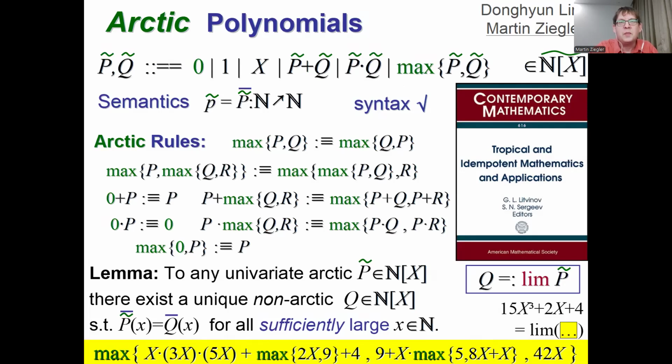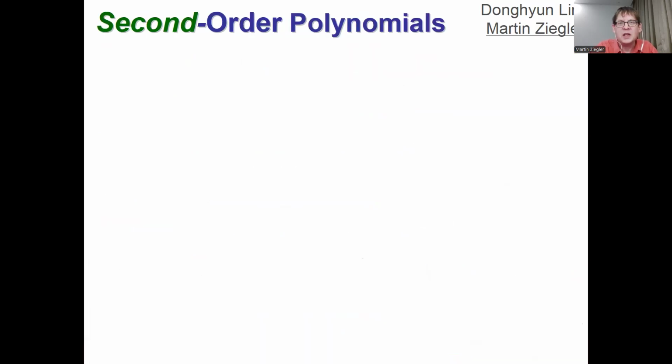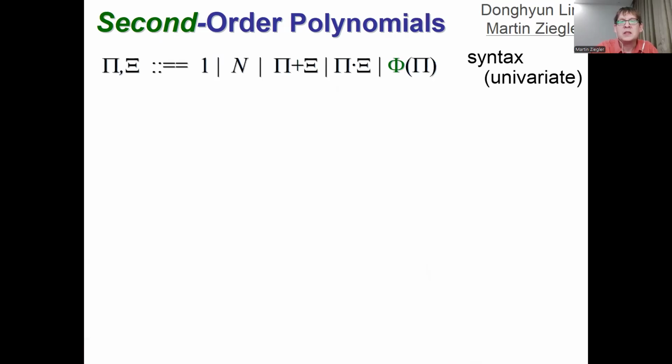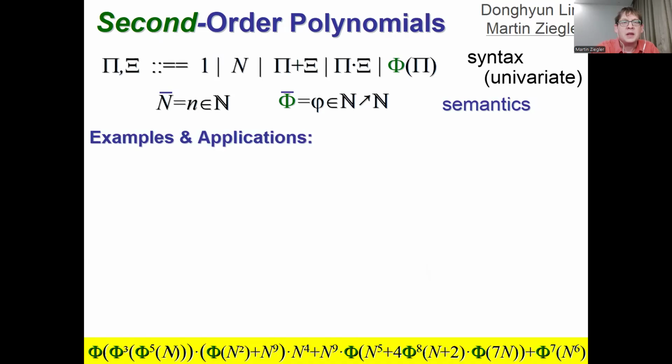So now we've covered Arctic polynomials, and we can move on to second order polynomials and their degrees. So second order polynomials are also now defined by Backus-Naur form by structural induction. They have constant 1, natural number variable n, and now an additional function variable phi. That's the syntax. And the semantics is that n is a natural number and phi is a non-decreasing function on natural numbers.